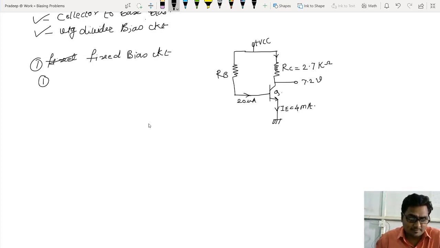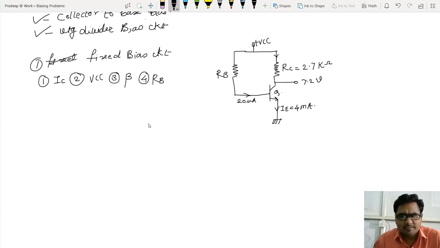first IC. Then the second thing they want from us is VCC. The third thing is the value of beta. And the fourth thing is the value of RB. RB is not given, beta is not given, VCC is not specified, even IC is not specified. So we have to calculate those four parameters by considering this fixed bias circuit. Some component values and current values are given, and based on that we have to calculate IC.